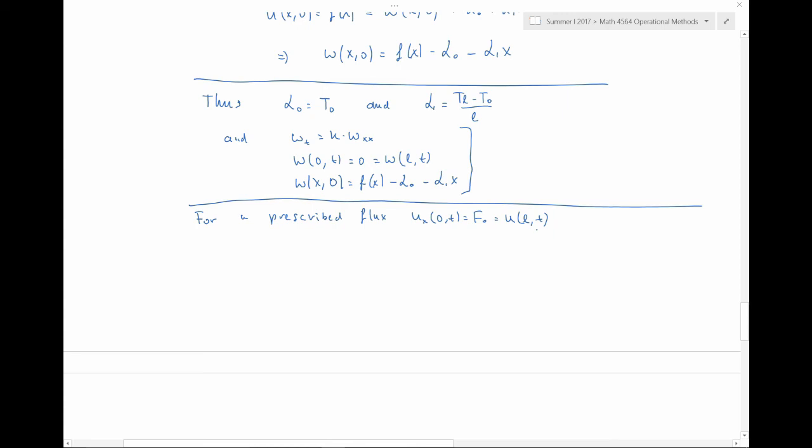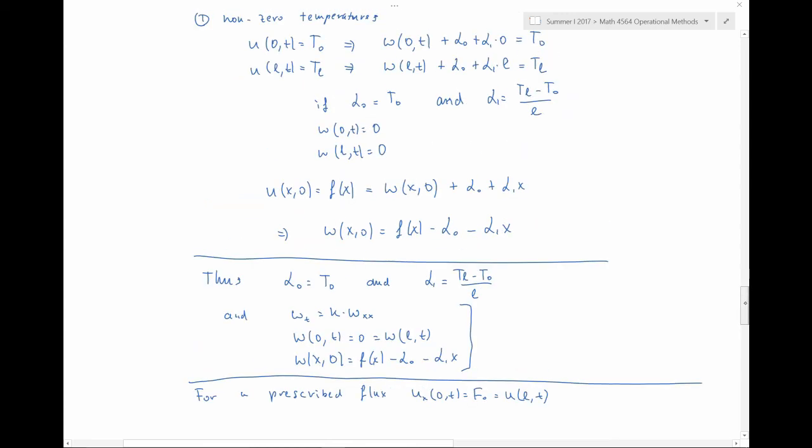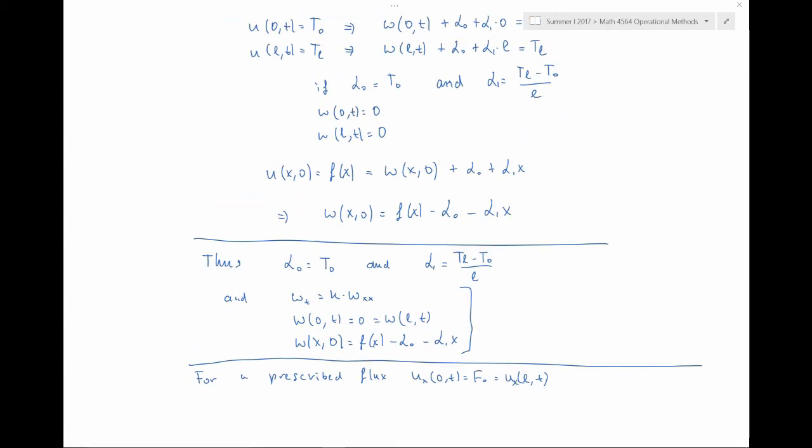The trick is exactly the same. This time though, the non-zero flux doesn't prescribe what the constant alpha naught should be, because when I take the derivative with respect to x, the constant alpha naught will disappear. But the flux F naught would describe what the constant alpha 1 should be. It should be exactly F naught.